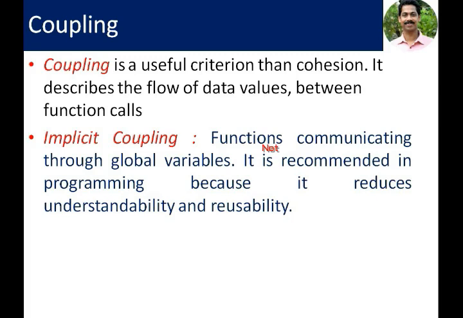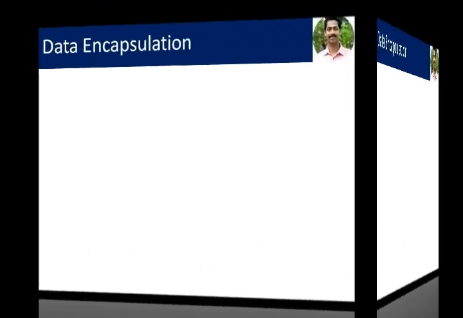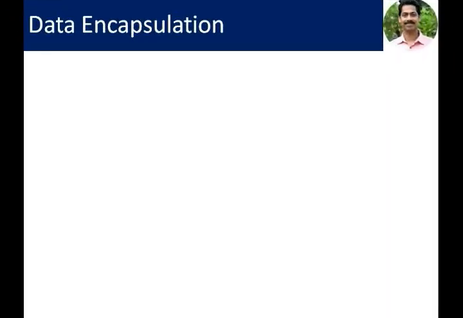It is not recommended. Then explicit coupling, a function communicating through parameters. It is advisable. This is the better programming practice we have to follow in object-oriented programming. Explicit coupling is something we have explained earlier. Through formal and actual parameters, we can couple two functions explicitly. The next is data encapsulation.